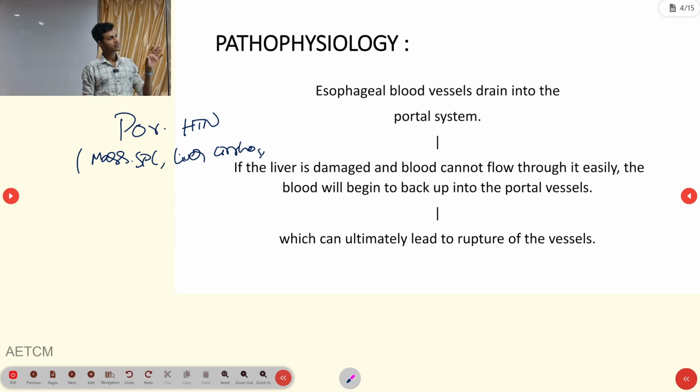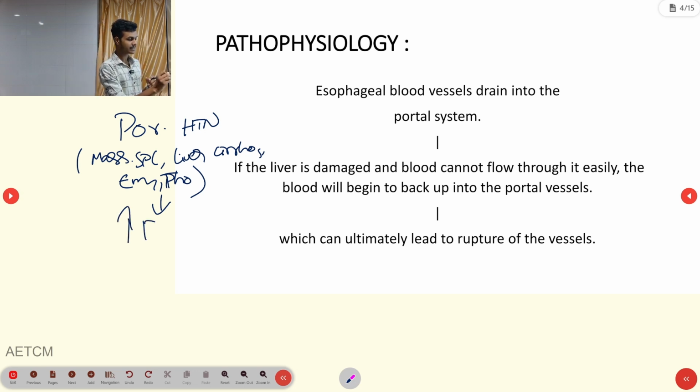Okay, so massive splenomegaly and liver cirrhosis are common causes. Any thrombus or emboli in the portal venous system will also cause portal hypertension. So these are the causes. What will happen is that because of these causes, it will increase the pressure in the portal venous system. That is called portal hypertension, increased pressure.